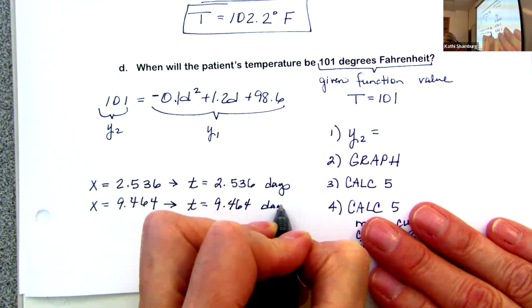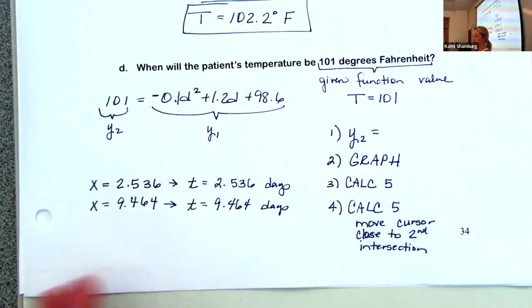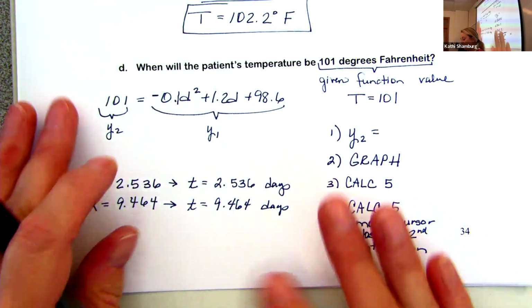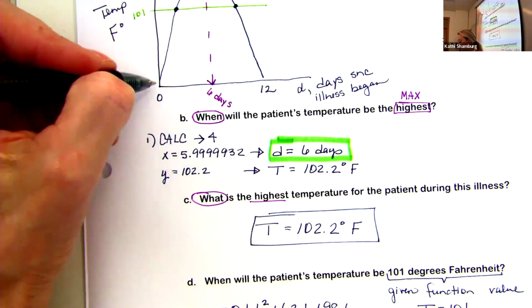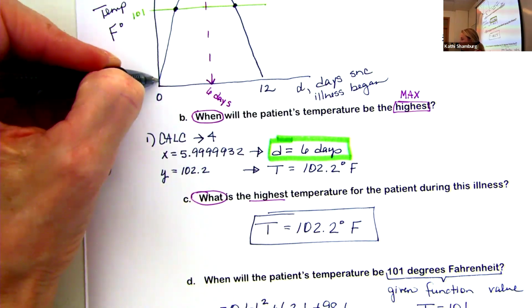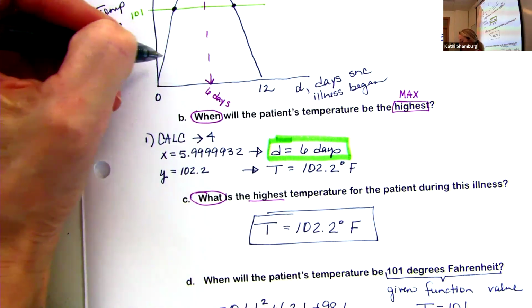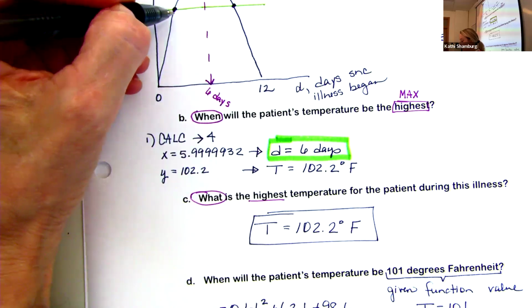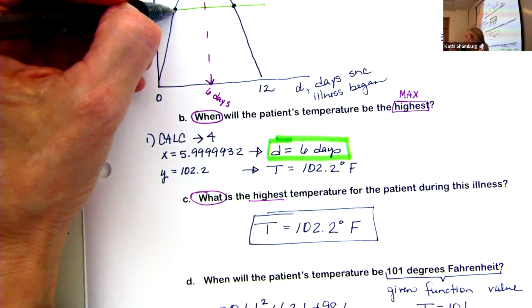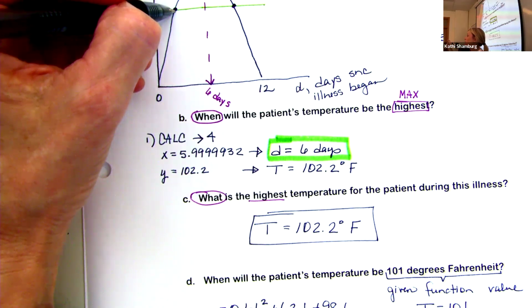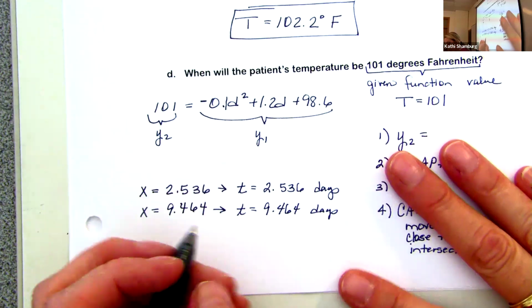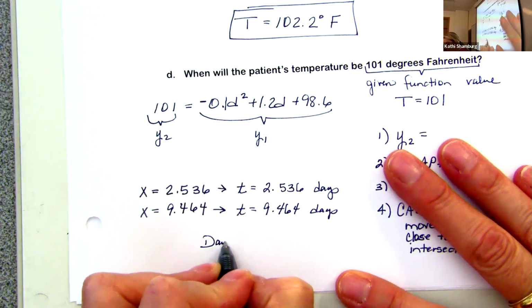Now, pay attention in WebAssign what it's asking for, but let's think through this a little bit, okay? So here's 0 days. And as I go up the curve, I'm gonna hit 1 day, and then I hit 2 days, and then of course I hit 3 days. Is 2.5, are you still in day 2, or have you gotten to day 3 yet? You're still in day 2, right? So their temperature of 101 hit on day 2.